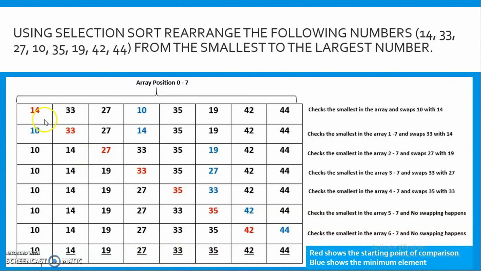So we started by comparing array 0 to the last, array 1 to the last, array 2 to the last, that way, array 3 to the last, until you are on the last 2 and then no swapping happens. That's what we call a selection sort.